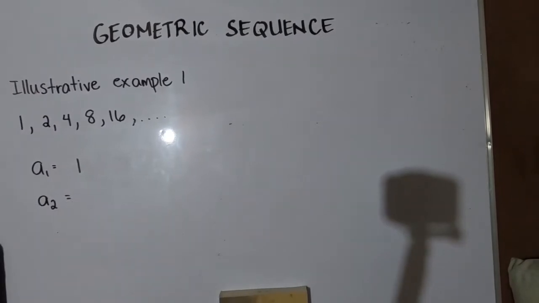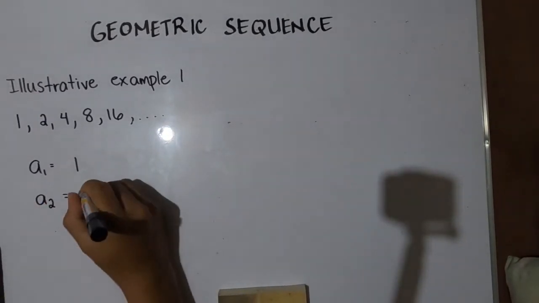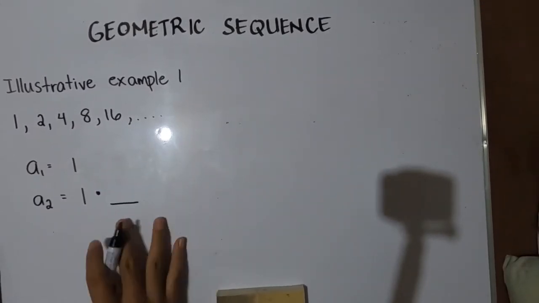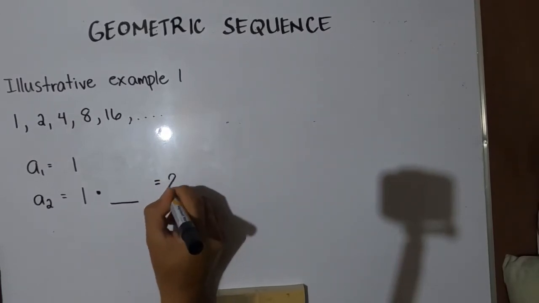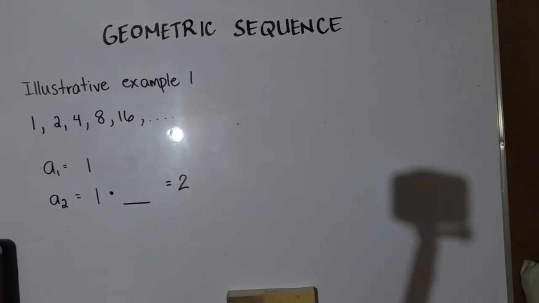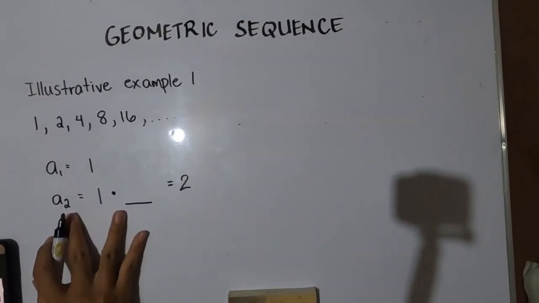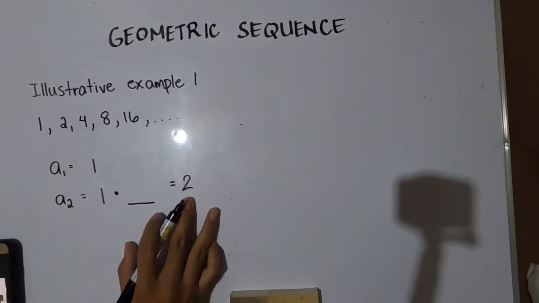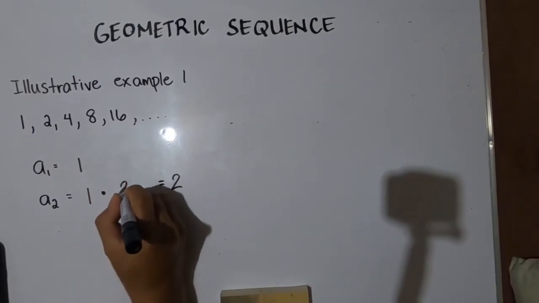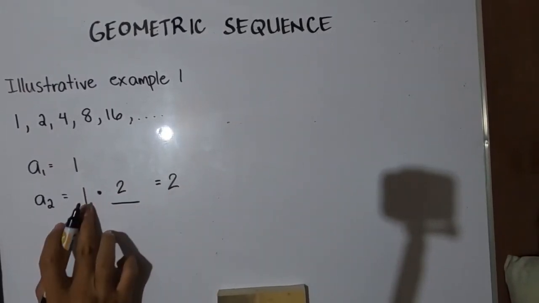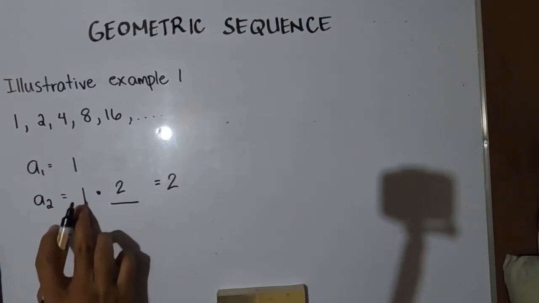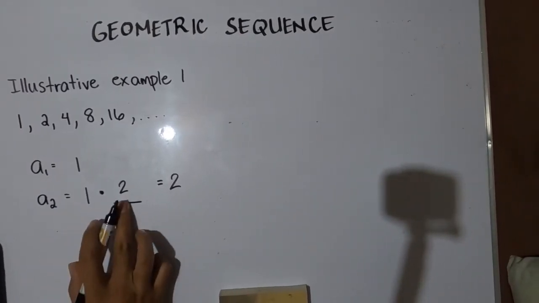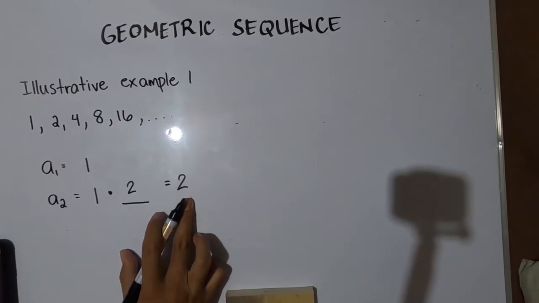Second term is written as the previous term of the second term multiplied by a constant number, and that should yield the value of the second term 2. Now, what must be multiplied by 1 in able to arrive at the value of 2? That should be 2. Because 2 divided by 1 is 2. That implies 1 times 2 is equal to 2. We multiply the previous term 1 by 2 to arrive the second term, which is 2.